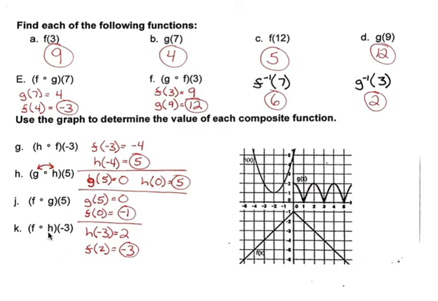Then we got f of h of negative 3. So we go negative 3 and go to the h. That is at a positive 2. And then that means we have to do f of 2. We go over 2. We go down to our f graph at negative 3. Hopefully that helps. Talk to you later.